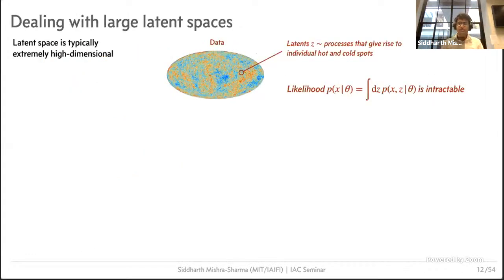Now, how can we get around the problem of large latent spaces? In cosmology, there are very well-defined ways of doing this, for example with the CMB, which is a very nice, clean, canonical example. The latent processes could be the processes that give rise to individual hot and cold spots. This is a very high dimensional problem, and the likelihood is completely intractable. But if we assume that the CMB is a Gaussian random field, which is often taken to be the case, then instead of dealing with the full map, we can deal with low-dimensional summary statistics. These are simpler statistics or quantities, sometimes called observables, that summarize important features in the data.